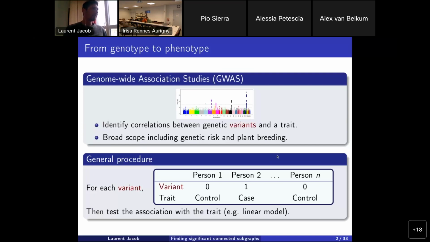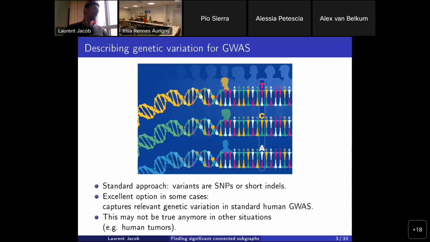And so what you see in all this explanation, I put it in red here, is that all of this depends on the definition of a variant. And very often it's not questioned at all, because what's a genetic variant is something obvious. And this is because historically GWAS were mostly done for humans. And in humans and other similar cases, the standard approach is to use SNPs, single nucleotide polymorphisms, or short insertion deletions to define variants.